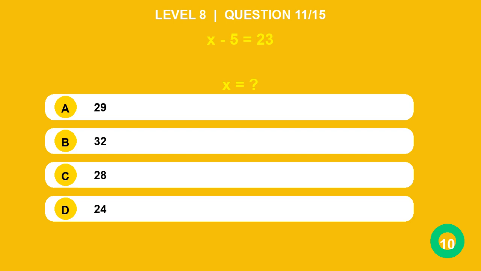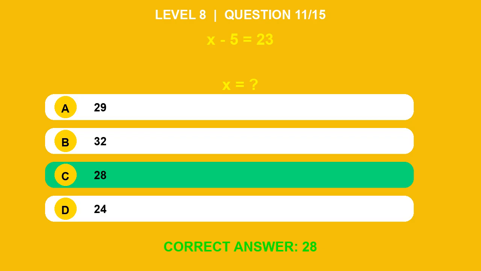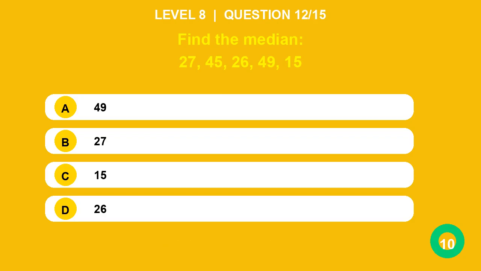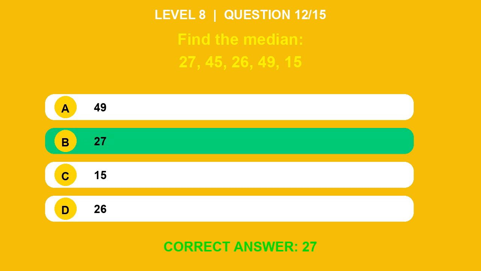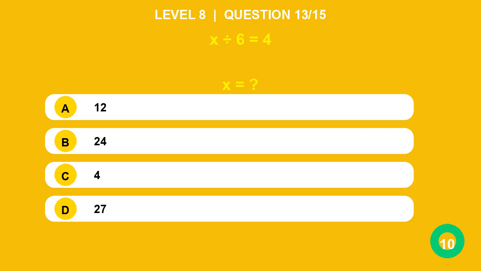X equals? Answer is 28. Find the median. 27, 45, 26, 49, 15. Answer is 27. X divided by 6 equals 4.